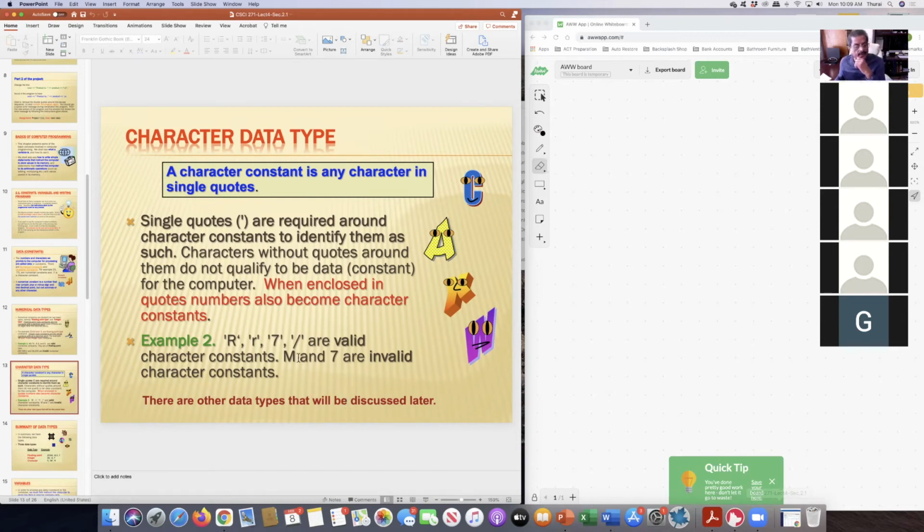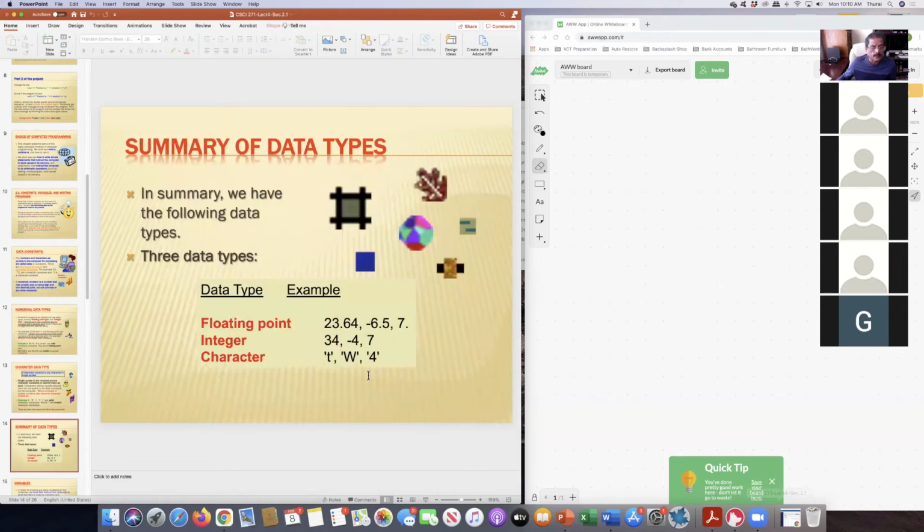So that means capital R with the single quotes around it is a character constant. Lowercase r, even '7' with the quotes around it, is a character constant. If you write 7 without the quotes, it's a numerical constant. A slash with the quotes around it is a character constant. M is an invalid character constant because it doesn't have quotes around it. 7 is a valid numerical constant, but an invalid character constant because of the missing quotes.